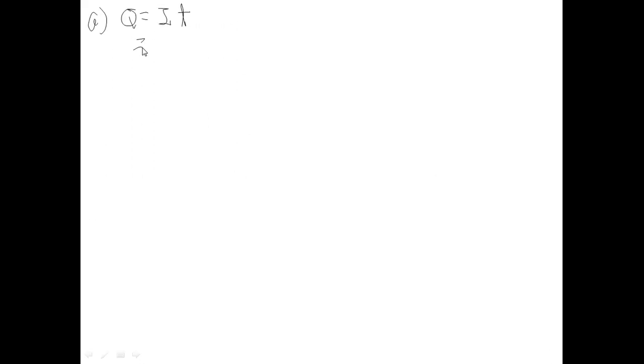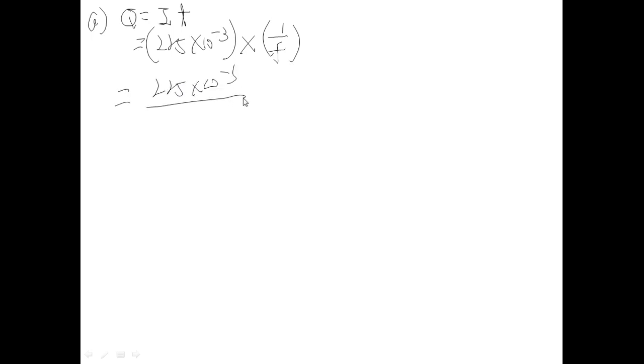So I should have my I equal to 225 times 10 to the power negative 3. So this is 225 milliamp times the time. The time is 1 over f, which is the frequency. So it's 225 times 10 to the power negative 3 divided by 50. So I should have 4.5 times 10 to the power negative 3 coulomb. So it means that each time it will carry about 4.5 times 10 to the power negative 3 coulomb of charge, charge and discharge.